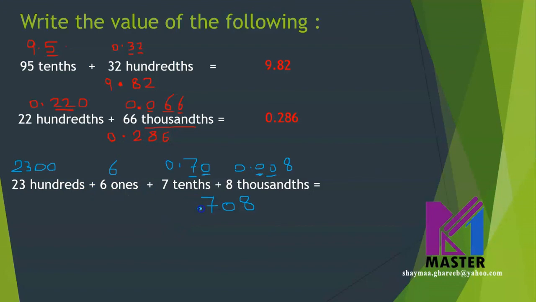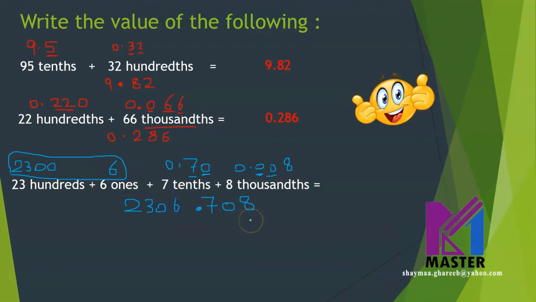Now, the decimal point. I have the units place or the ones place. This is number 2000. Let's look at the whole number. 2306, which means 2306. So my final answer will be 2306.708.